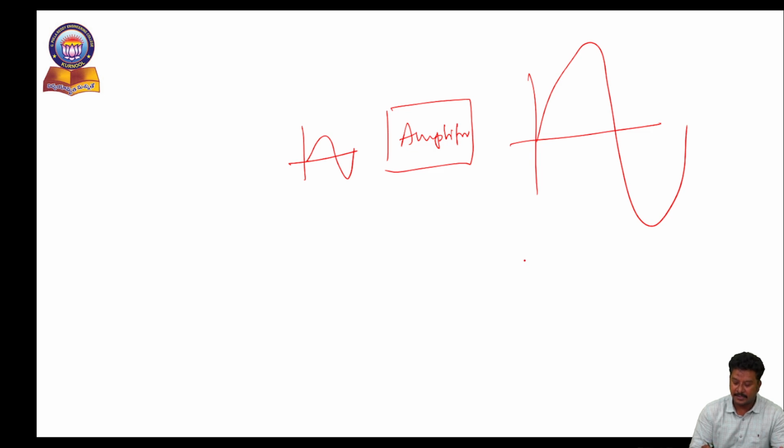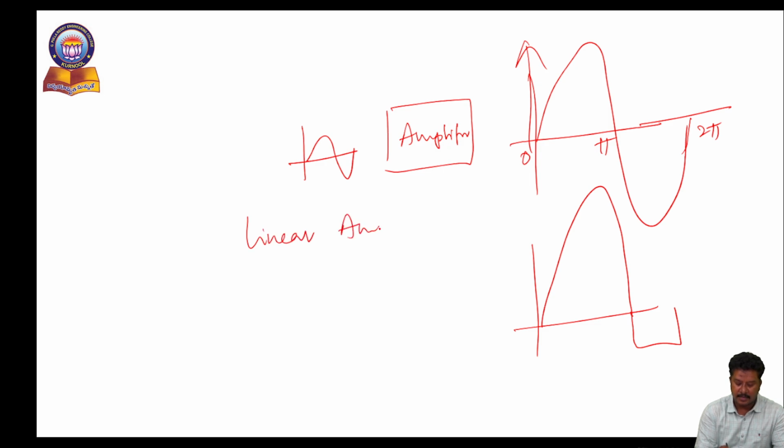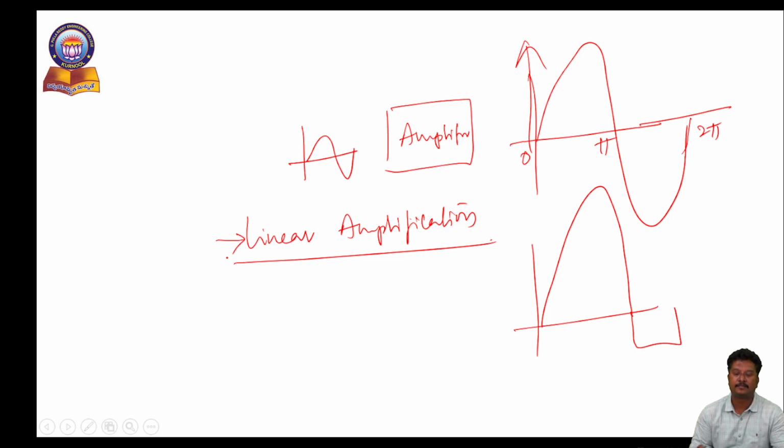In some cases, only the positive cycle is amplified and the negative cycle is not amplified. This is not amplification. Amplification means 0 to 360 degrees has to be amplified. Then only we call it linear amplification. The aim of a communication engineer is to design a specified amplifier in order to achieve linear amplification. To achieve linear amplification, we require certain parameters to understand the design of the amplifiers.